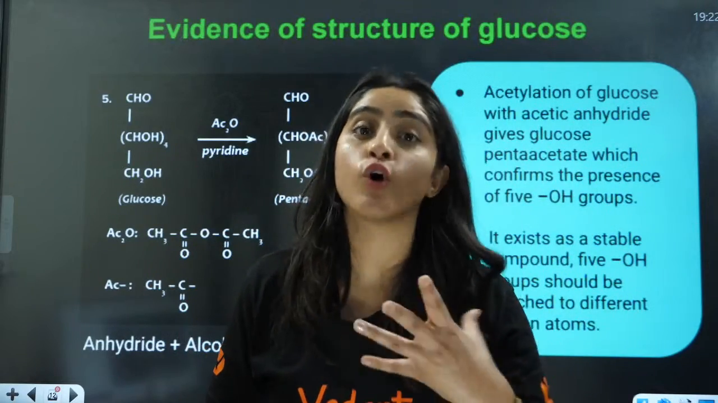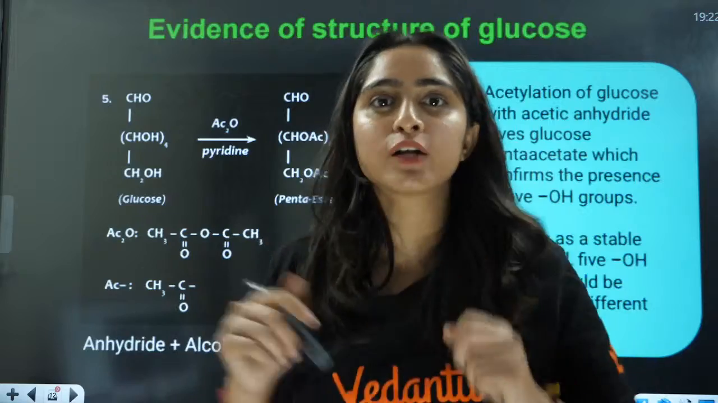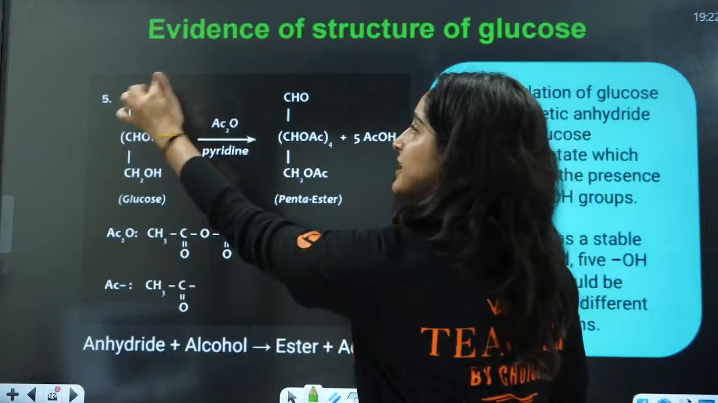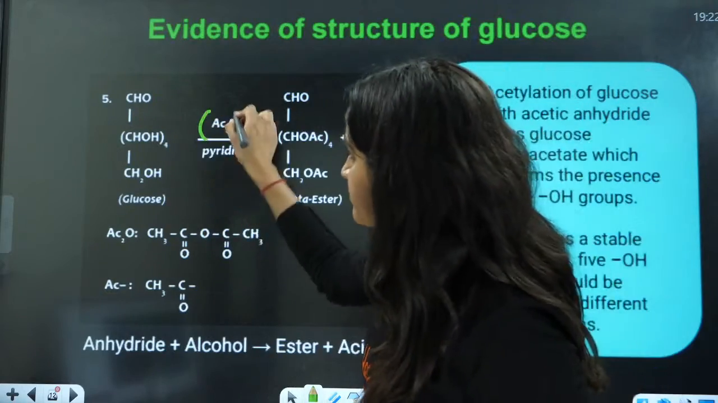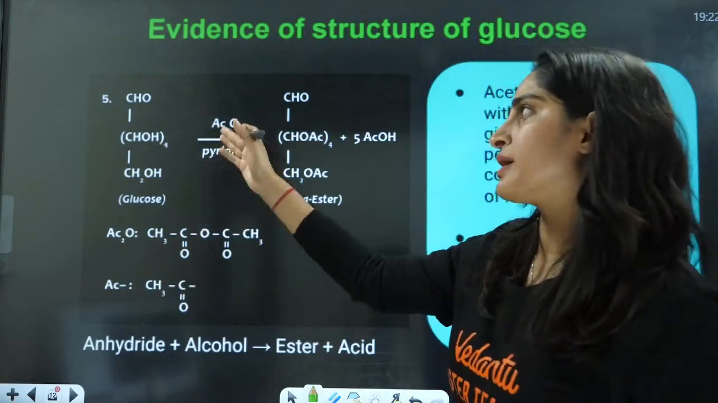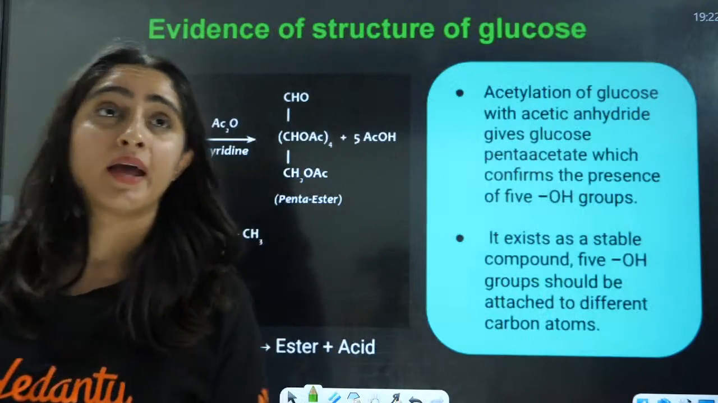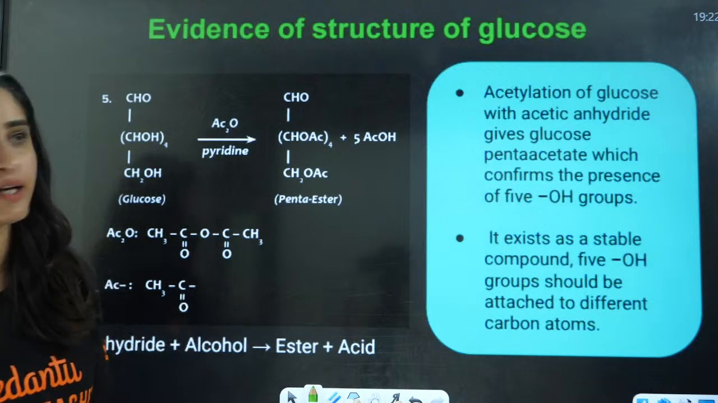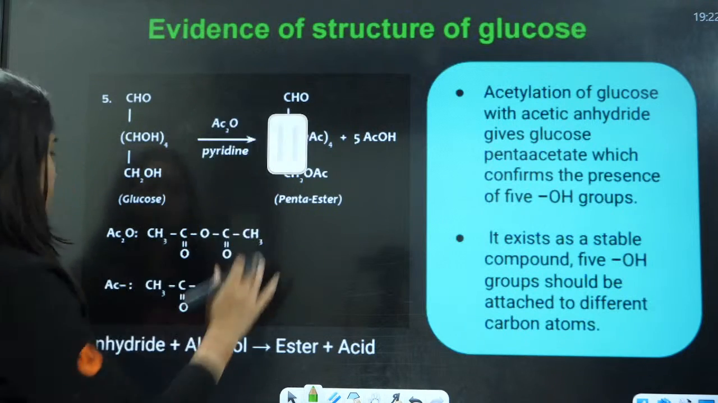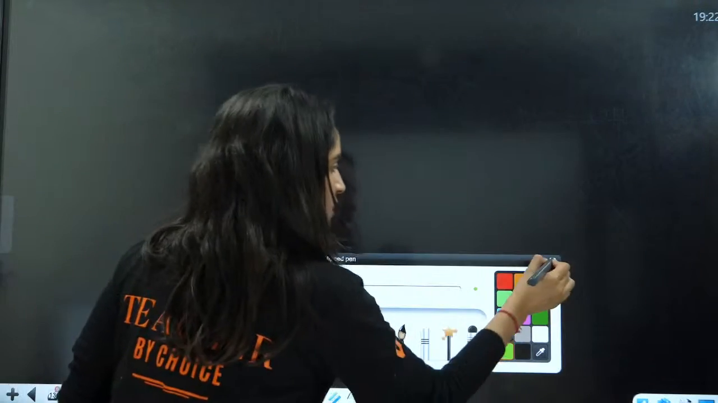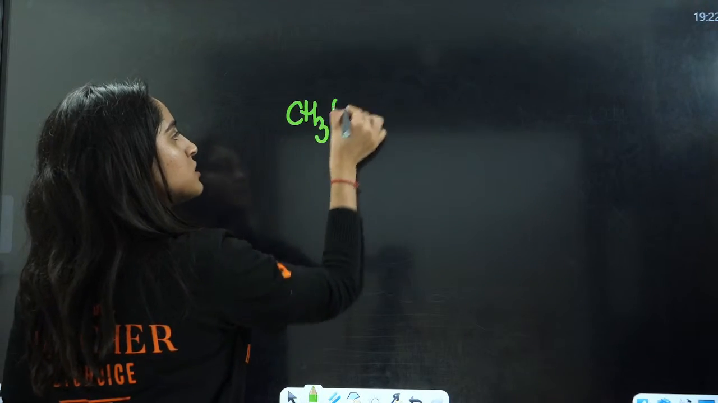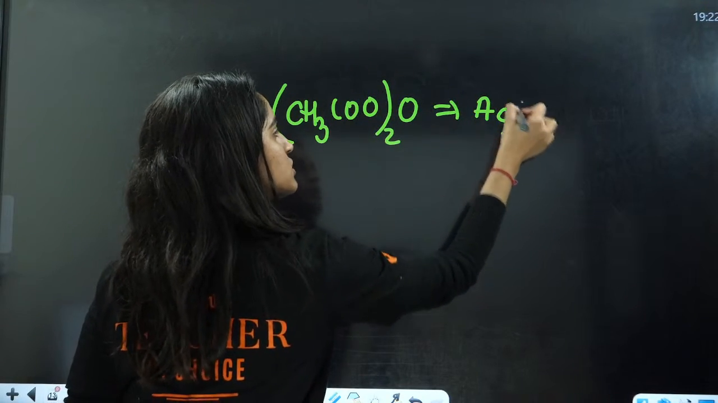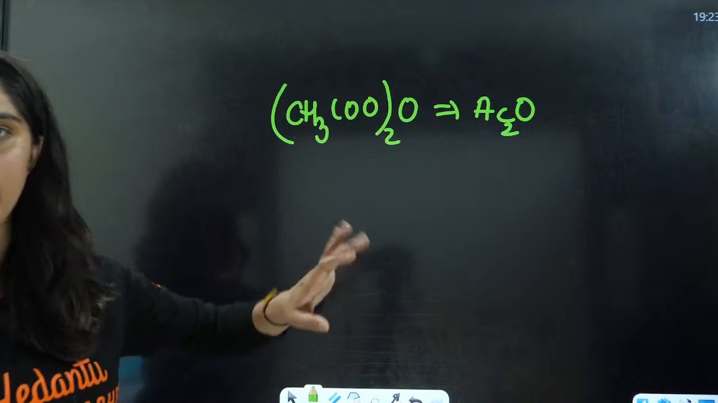Now how to place the hydroxy groups here? How many primary alcoholic groups are here? How many secondary alcoholic groups are here? Now we react this glucose with Ac2O. Okay, you can say this is acid anhydride, right? We reacted this with acid anhydride. You can simply write it here like this: CH3CO twice O. Okay, this is Ac2O, right?